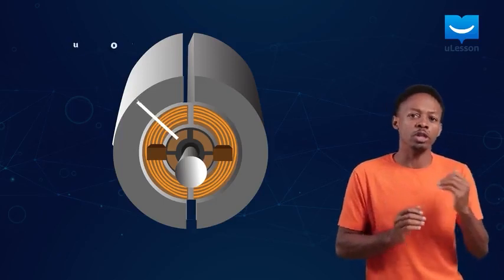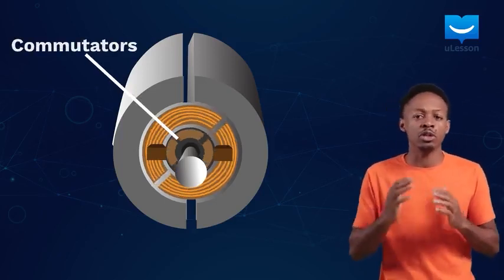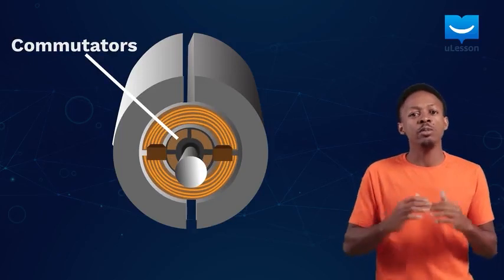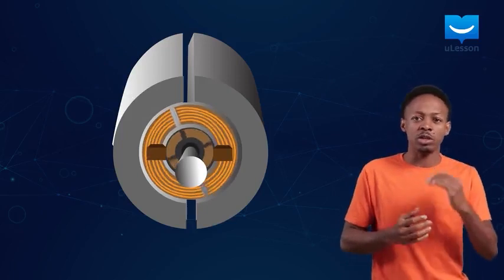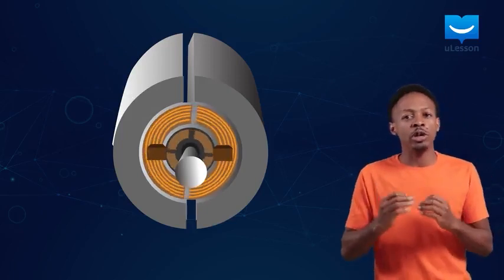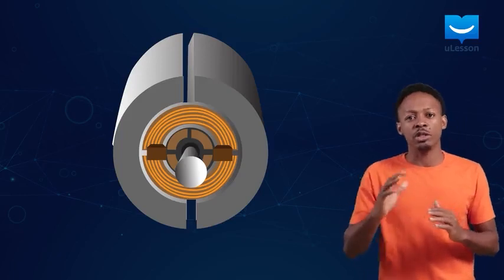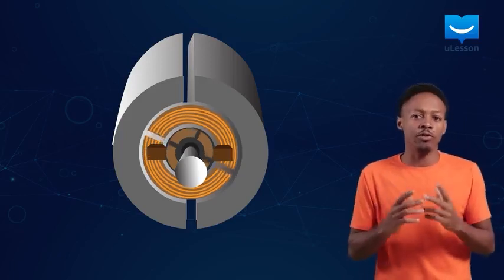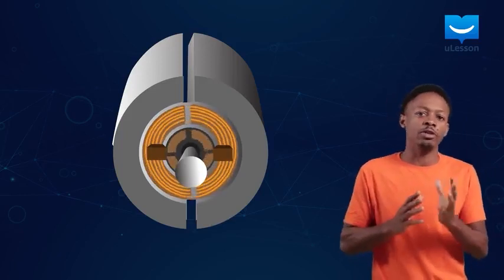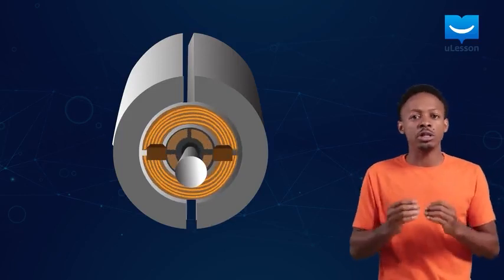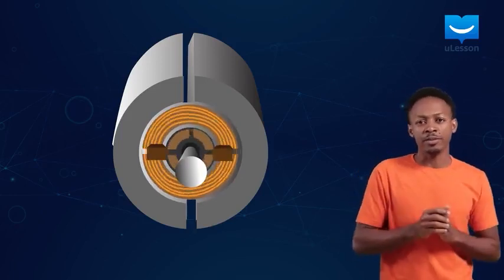These are called commutators. The commutators are set in such a way that when the rotor turns half a circle, the coil makes contact with the commutators. Because the commutators are connected to the brushes, they provide current to the coils at every half turn. When the rotor completes half a circle, the commutator reverses the flow of current supplied to the coils. This half-turn current reversal ensures the coils get a continuous supply of current to keep turning the shaft.